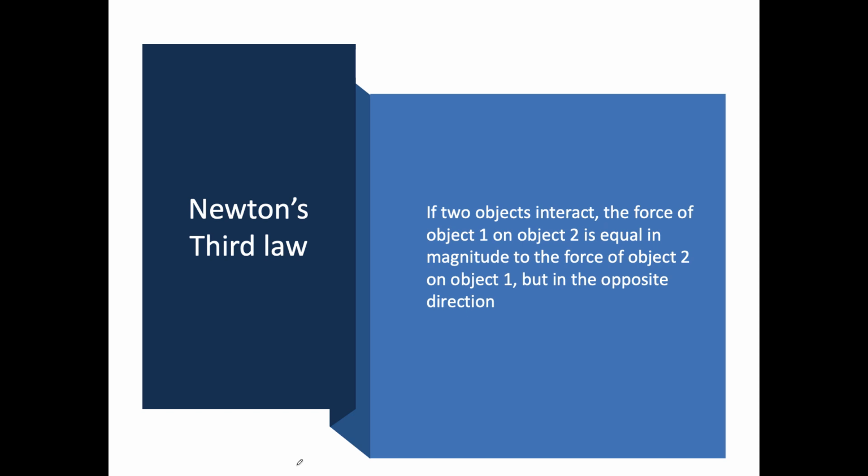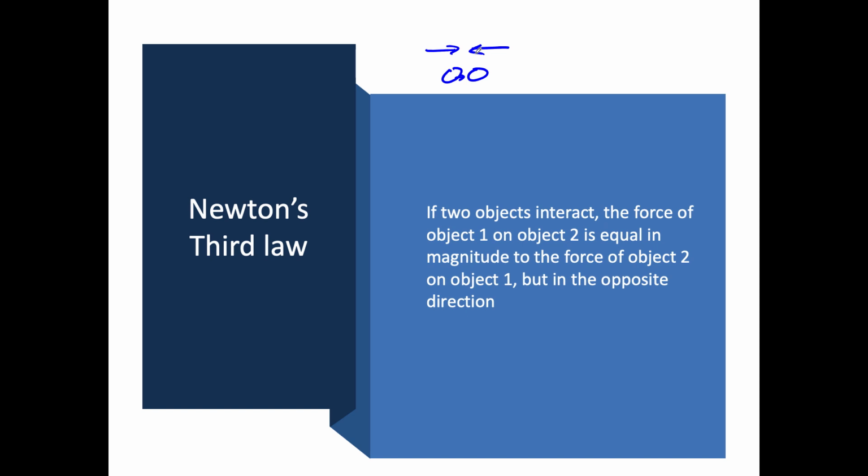Newton's third law, what everybody likes to correct. If two objects interact, the force of object 1 on object 2 is equal in magnitude to the force of object 2 on object 1, but in the opposite direction. Okay, let's rephrase this. If object 1 hits object 2, the amount of force that's acting on object 2 is equal to the amount of force acting on object 1, but in the opposite direction. So if object 1's force is this way, object 2's force is going the other way, directly opposite. Newton's third law.